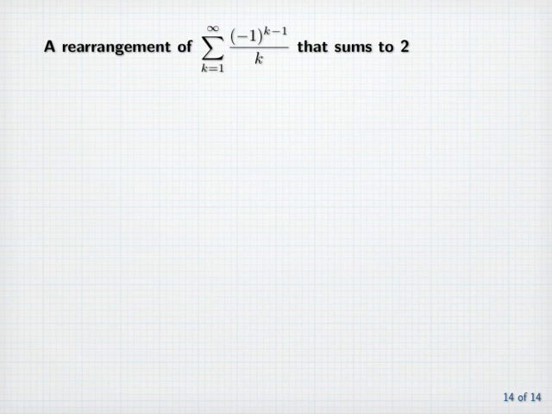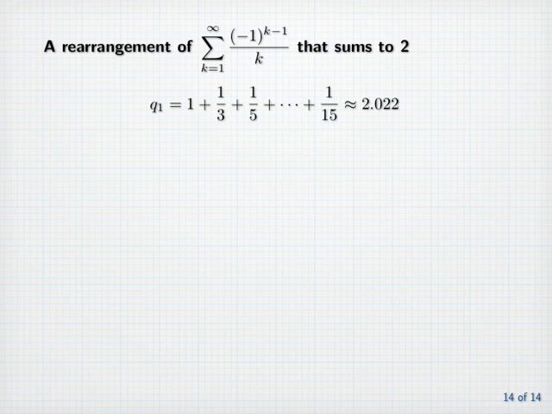To illustrate the second part of the preceding theorem, let's take the sum from k equals 1 to infinity of (-1)^(k-1) over k, which sums to the natural log of 2, and rearrange it so that it sums to 2. We do this by first adding just enough positive terms until we get a sum that's greater than 2. It turns out that 1 + 1/3 + 1/5 and so on up to 1/15 is roughly 2.022. Now let's call this Q1.